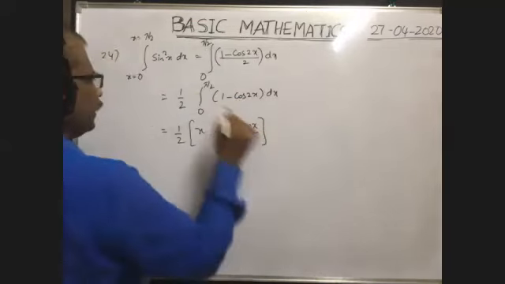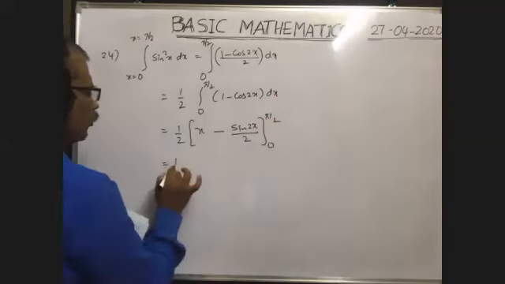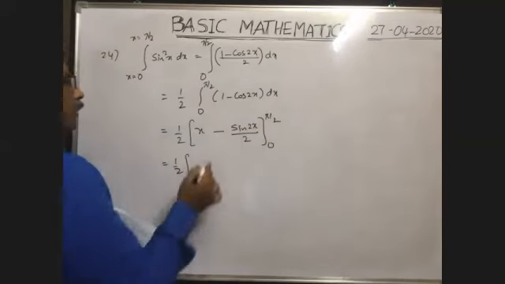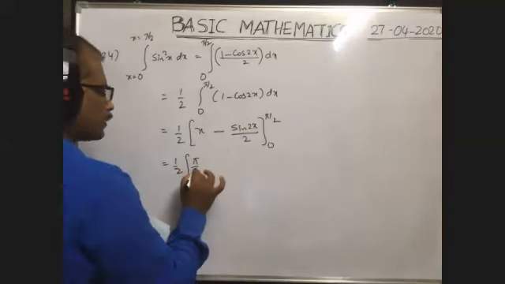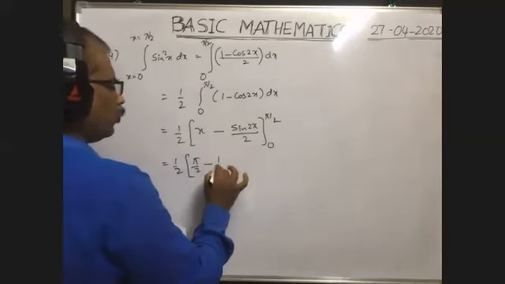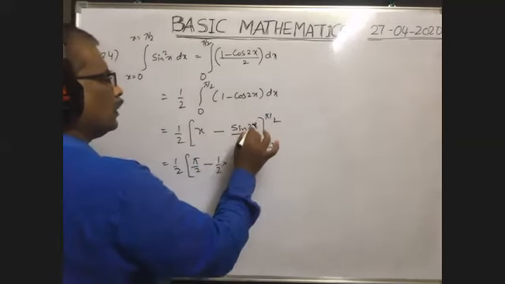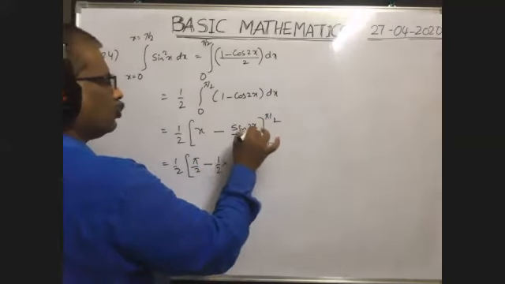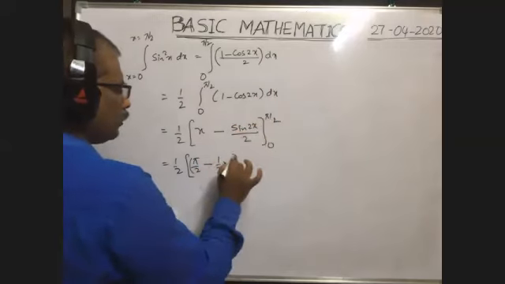Limits are there, x is equal to 0 to pi by 2. So this is equal to 1 by 2 into, first upper limit you have to substitute. Pi by 2, you have to write as it is. Instead of x, we write pi by 2 minus 1 by 2 into sin 2x. That means sin 2 into pi by 2, 2 cancels, sin pi. Sin pi is 0, no? 0. So you keep in brackets.